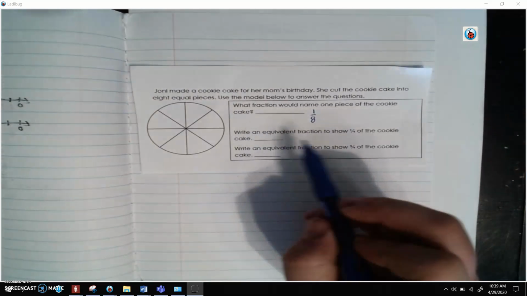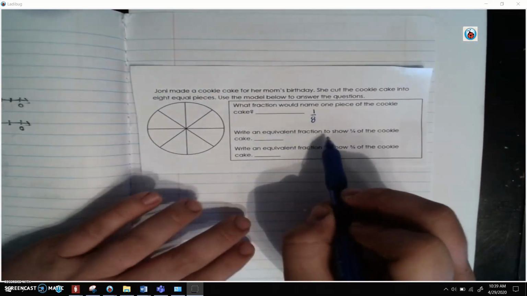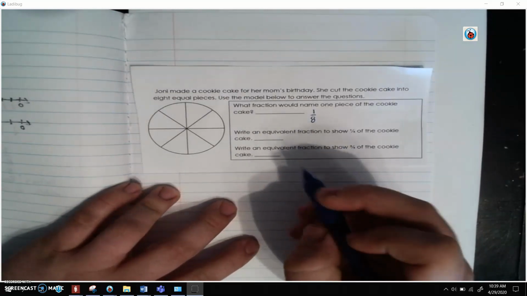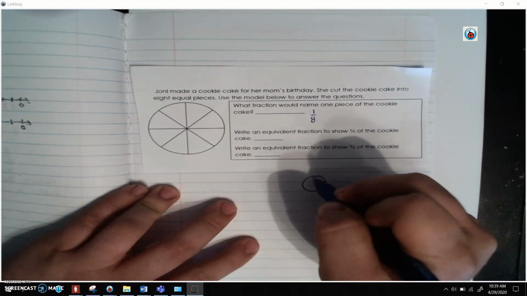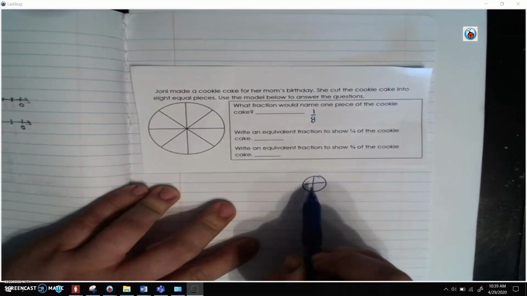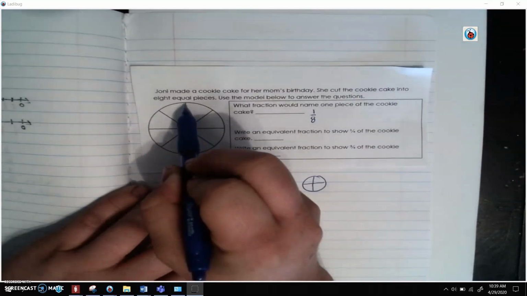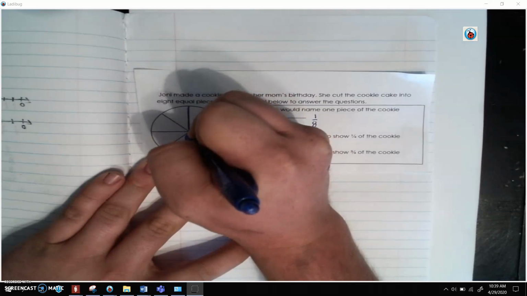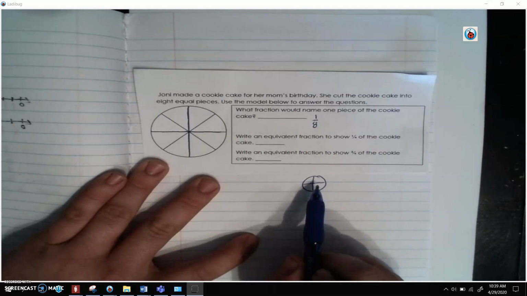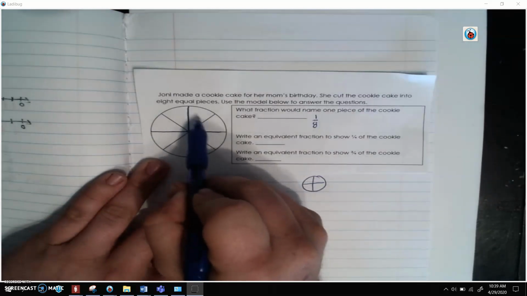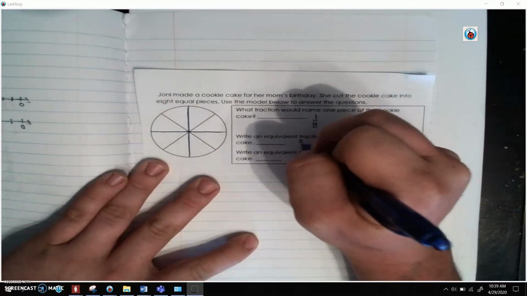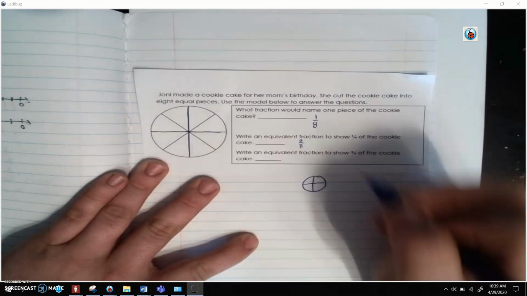Our next one says write an equivalent fraction to show 1/4. Equivalent means equal. So in my mind, I'm thinking, if this was just a circle split into fourths, I can see almost like a plus sign right in the middle of it. So if I were to split it up the same way I did this, this piece would be these pieces. So equivalent to 1/4, that would be these 2/8 that I can see right there.